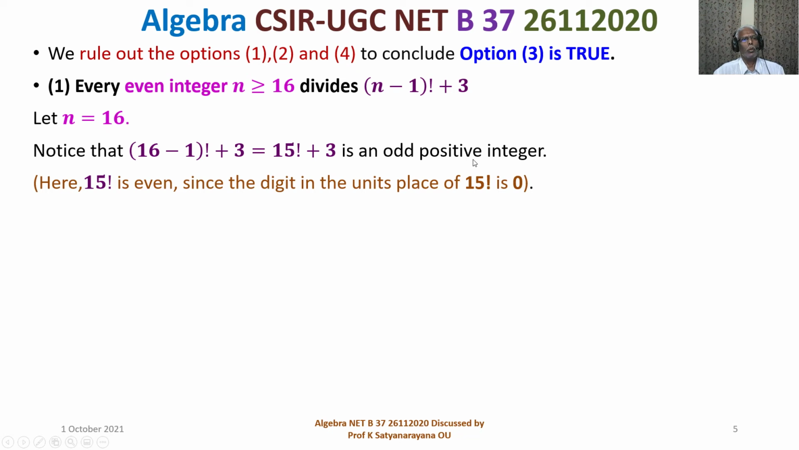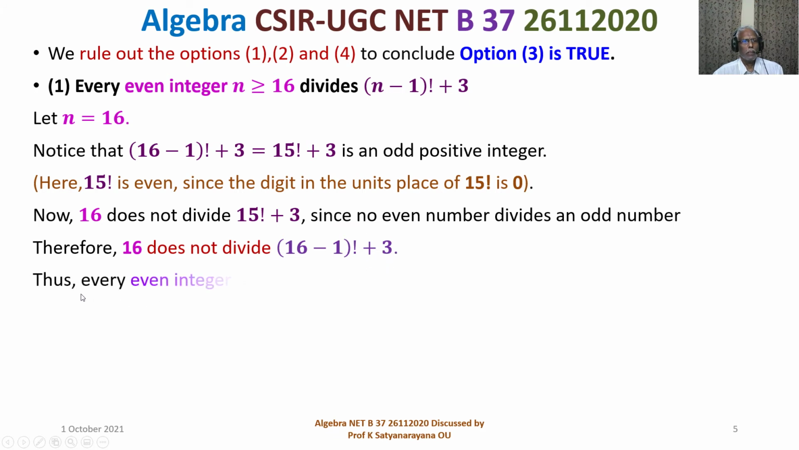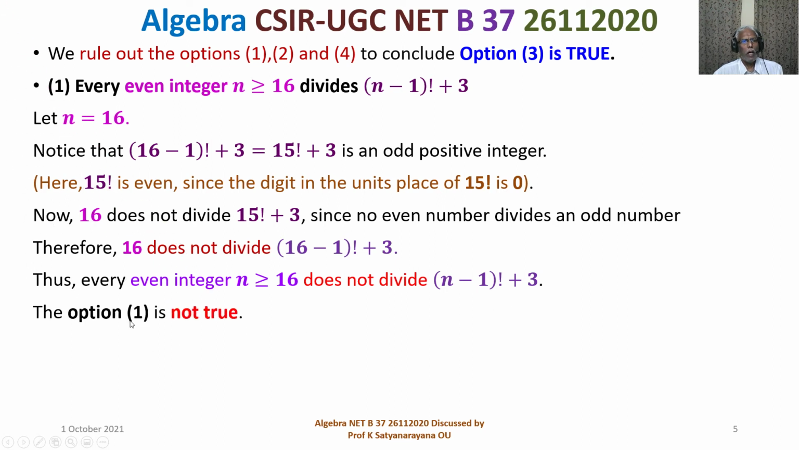In fact, no even number divides an odd positive integer. 16 does not divide 15 factorial plus 3, which is an odd positive integer, since no even positive integer divides an odd positive integer. Therefore 16 does not divide (16 minus 1) factorial plus 3. So every even integer n greater than or equal to 16 does not divide (n minus 1) factorial plus 3. Therefore option 1 is not true.